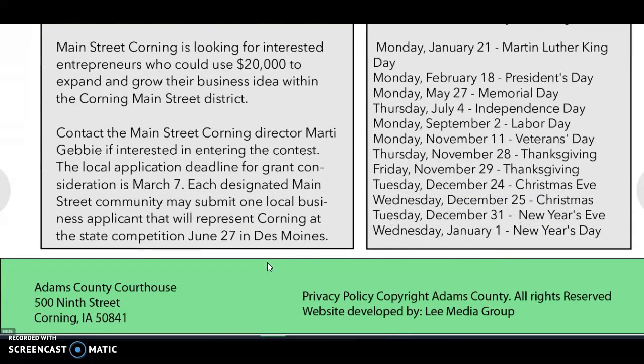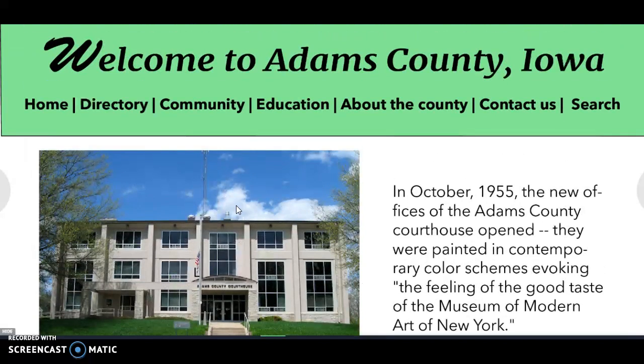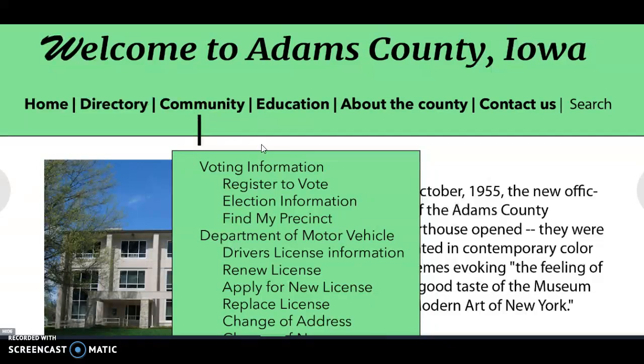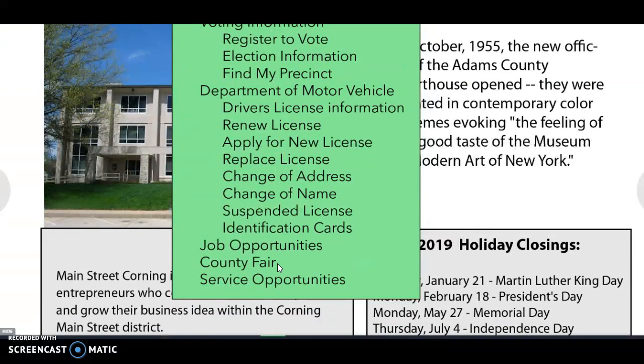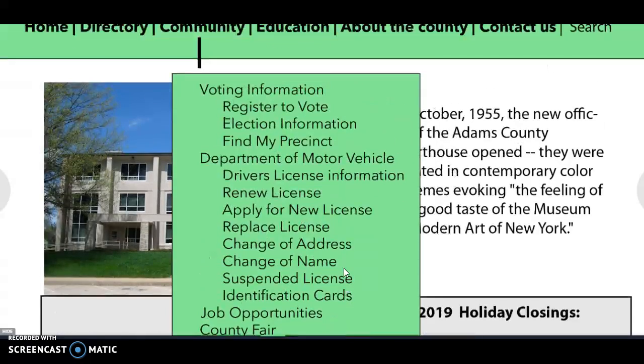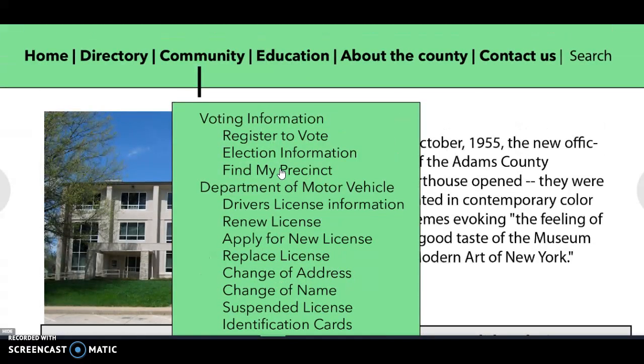In the bottom, I put a footer, the area that has the courthouse address and the privacy policy of the website. So let's look at community. That has a place here where we can look voting information and the Department of Motor Vehicle. And then I put job opportunities, county fair, and service opportunities. So let's look at how you find your precinct. That was our first project we had to do.